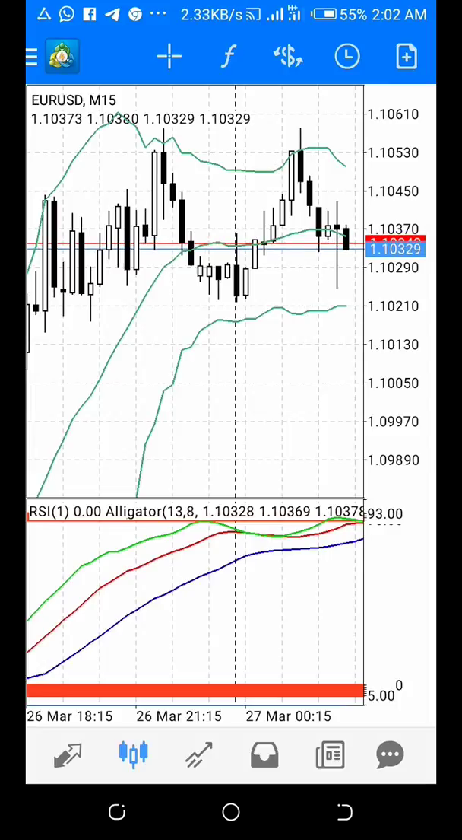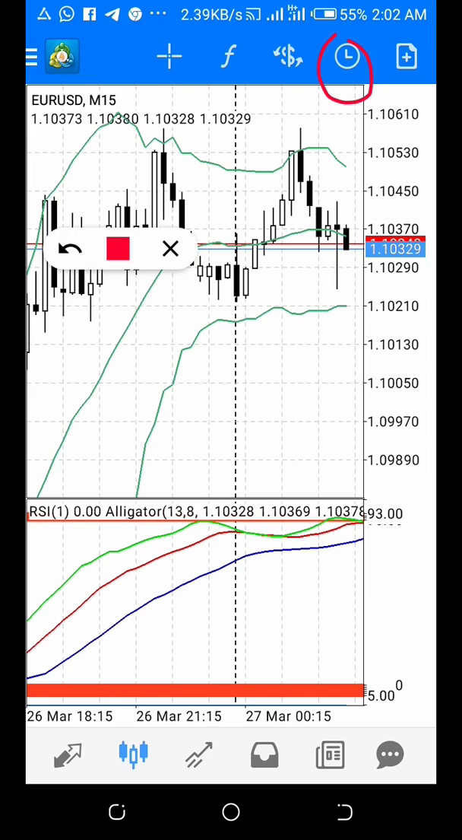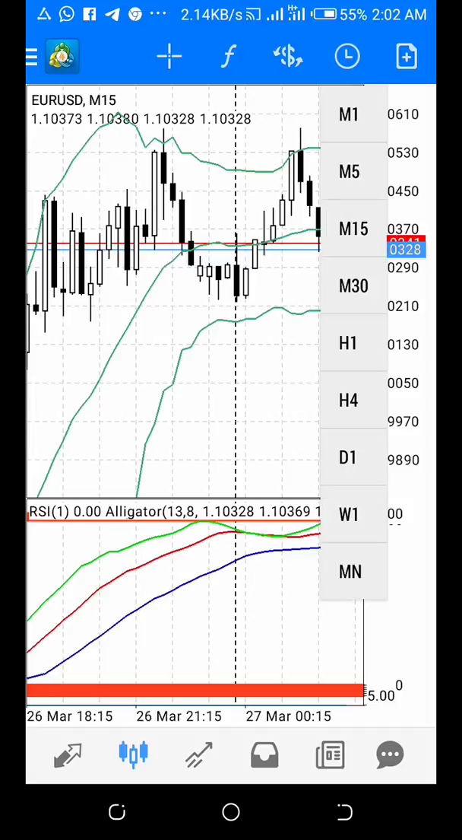The next thing we have is this clock. Here now, what we have is what we term the time frame.